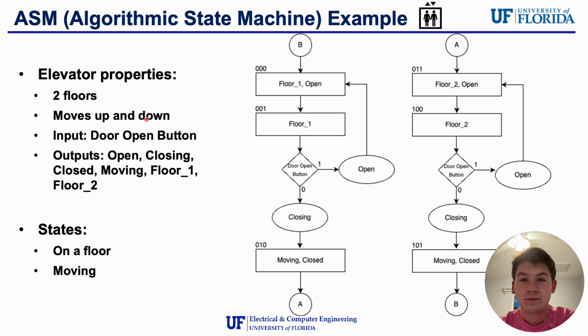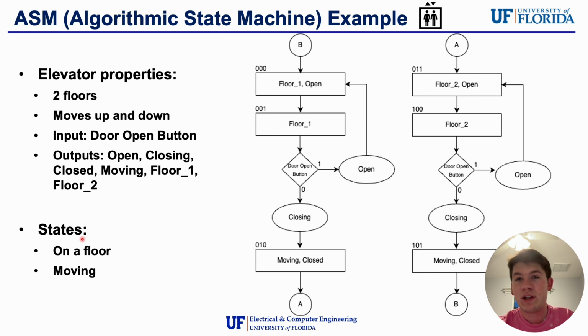Alright, so I made up this ASM example with an elevator. Imagine that we have an elevator going between two floors. It moves up and down just automatically. When the doors close, it moves to the floor it's not on. And then the input is the door open button, and the outputs are open, closing, closed, moving, floor 1 and floor 2. I could have combined open and closed so that when one is true, the other is not, but I wanted to make it more clear what's going on.